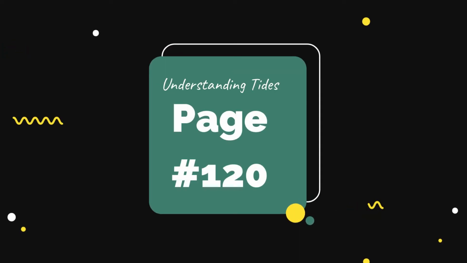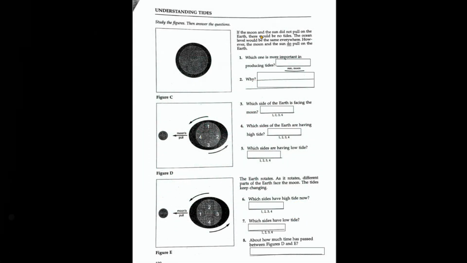Page 120, Understanding Tides. If the moon and the sun did not pull on the earth, there would be no tides. The ocean level would be the same everywhere. However, the moon and the sun do pull on the earth.